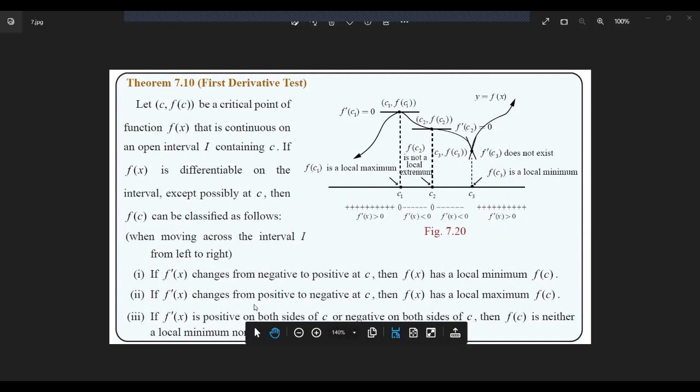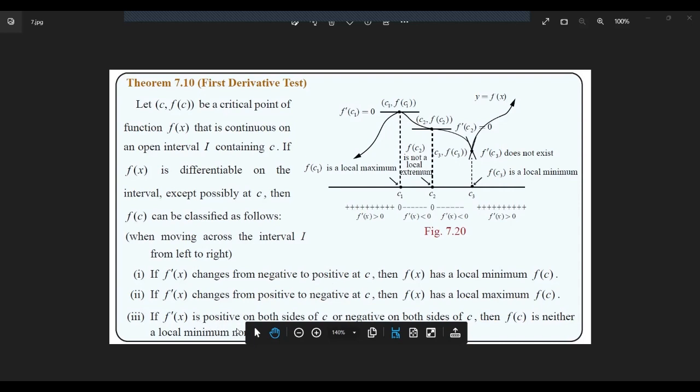Now, if f dash of x changes from positive to negative at C, then f of x has a local maximum at f of C. This is shown in point C1, where it is positive to the left side, that is, the function is increasing, and to the right side, it is decreasing. Then we have a local maximum.